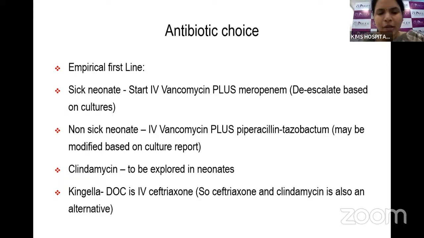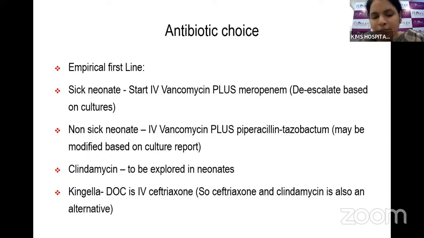Whereas in a non-sick neonate, or a stable neonate, coming with septic arthritis, one could consider a combination that includes slightly narrower spectrum gram-negative coverage, maybe until Pseudomonas. So one may consider giving IV vancomycin plus piperacillin tazobactam, and this could be further modified based on the culture report. Now, the possibility of using clindamycin, which will cover both MSSA and MRSA as well as anaerobes, is something that is to be explored more and more in neonates.